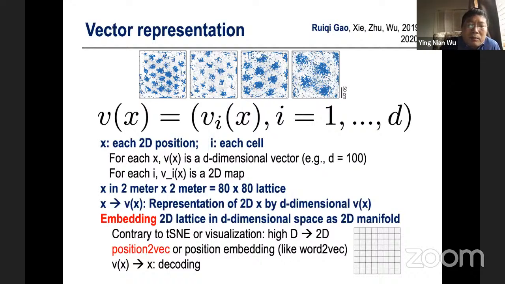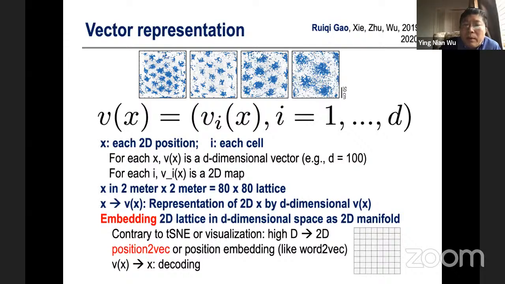And here we let X be within an environment like a 2 meter by 2 meter, and we discretize it into say an 80 by 80 lattice. So the idea is that we want to encode each position by a population or a group of neurons. Together, these D neurons or D grid cells form a vector representation of this two-dimensional X. Okay, so we use this D-dimensional V of X to represent the two-dimensional X.